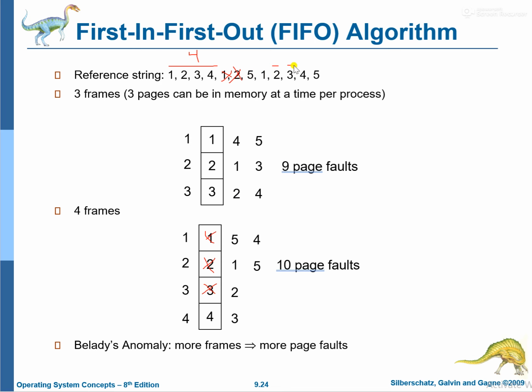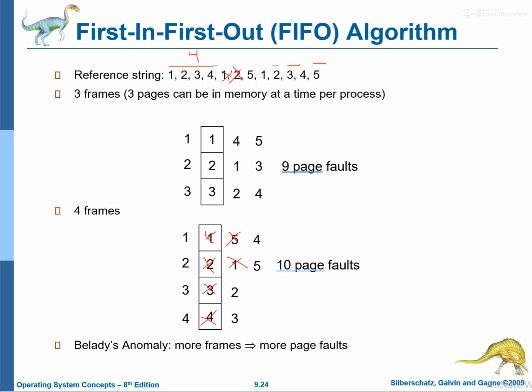Then we need 3, and 3 is not there, so we have to remove 4 and bring 3 into main memory, and after that we need 4. Again first in first out, 5 will move out and 4 will come in, and in the end we need 5. So in order to bring 5 we have to take out 1 and bring 5 into memory. Now in this case, instead of 9, although we increase the number of frames, the number of page faults also increases, so now it is 10 page faults instead of 9.